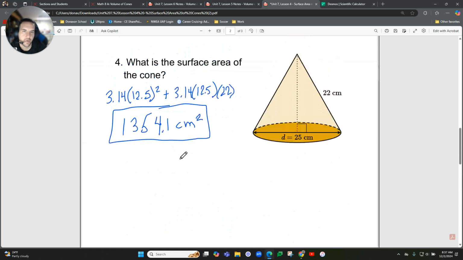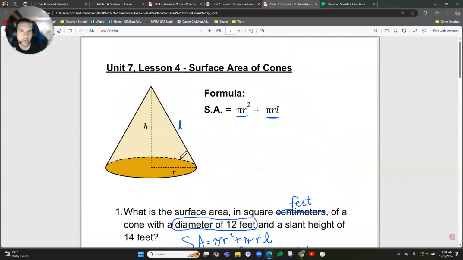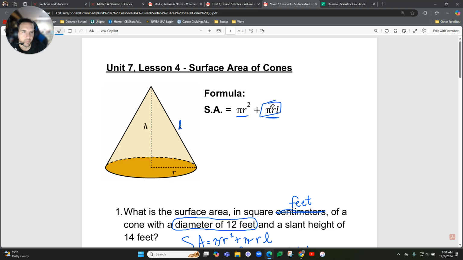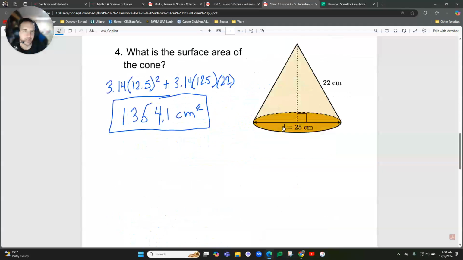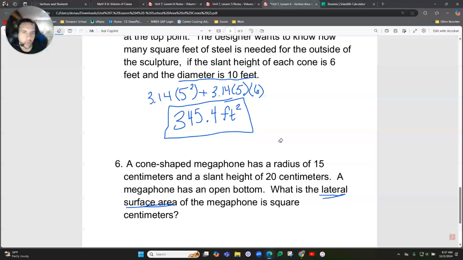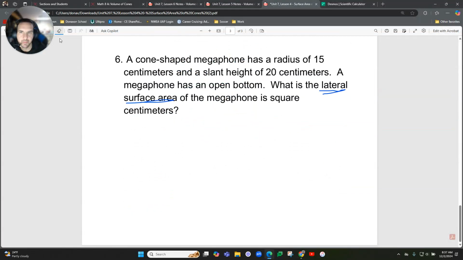Okay, so I want to show you real quick in this formula. This piece again represents the circle, and it's saying basically we don't want this piece of it. We don't want the circle. We only want the cone part of it. So this is all we want. We only want pi RL for this one because the lateral area doesn't include the base, which is the circle at the bottom. And that's because if you think about a megaphone, like they have that big opening at the end. Okay, so we're only doing the pi RL part of this formula.